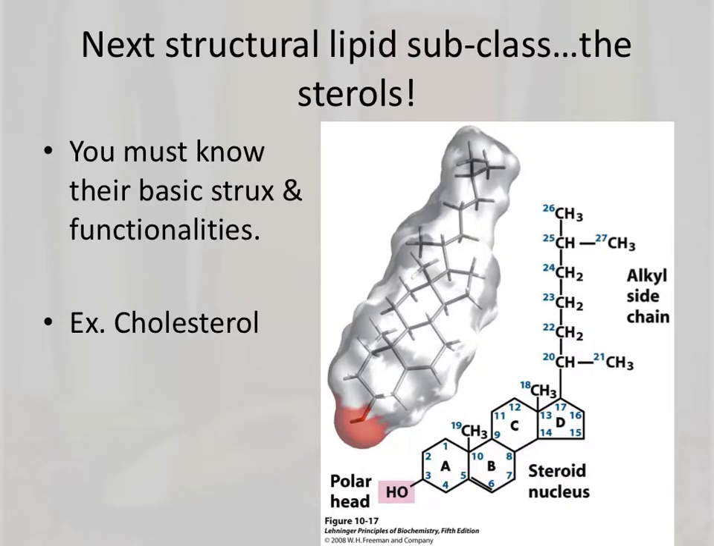So next up in the structural lipid subclass are the sterols. Okay, this is cholesterol. I do want you to know the basic ABCD structure for the sterols. They're always the same. You have three rings, A, B, and C, which are always going to be six-member carbon-containing rings, and then D is five-member.